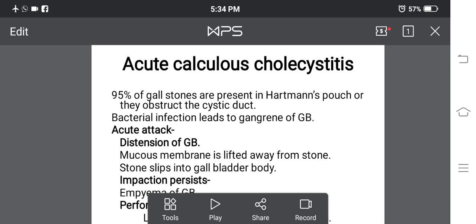There is one entity that is called silent stone, when the calculus is present in the gallbladder, but there will be no symptoms for a lifetime. About 10% of gallstones are radio-opaque and may be discovered accidentally on X-rays for another condition. And the treatment for silent gallstone is cholecystectomy. Cholecystectomy should be done. Okay.